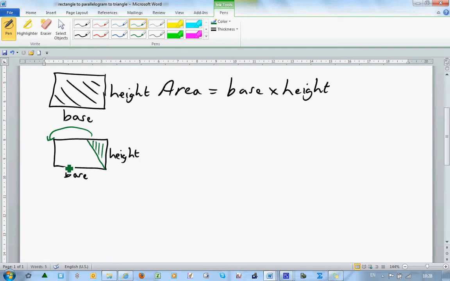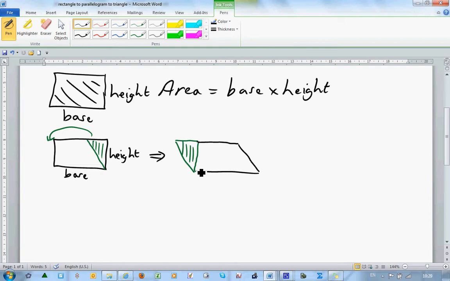This is what it looks like. You end up with a little triangle section on the end of a shape that looks like that, and you can see now how that would form a parallelogram. But if you look at that, what can you say about the area of the original rectangle and the area of the new parallelogram? Correct. Yeah, they're both the same. They're exactly the same area.